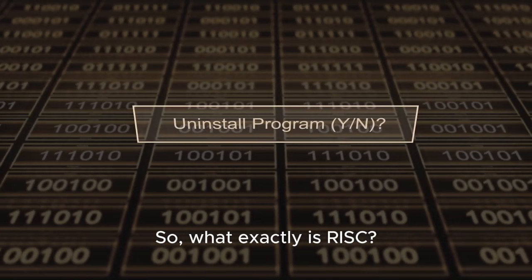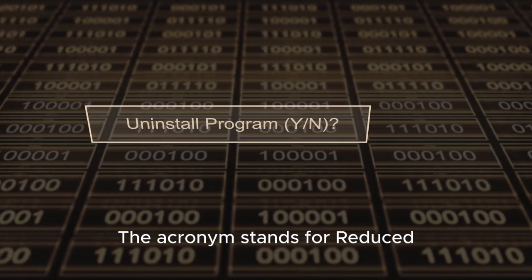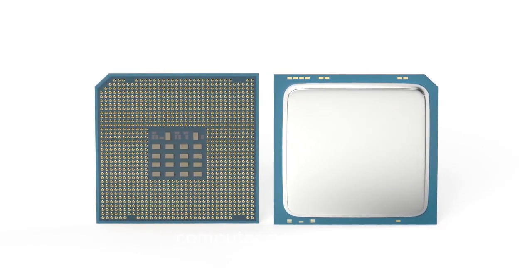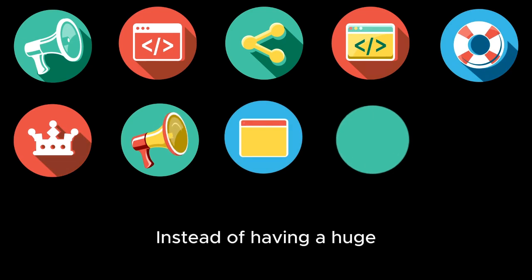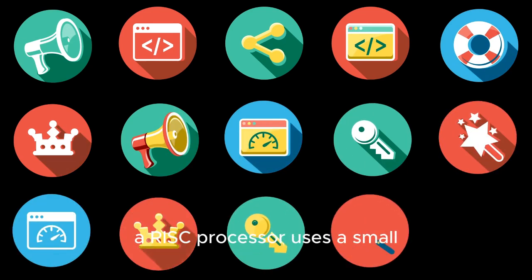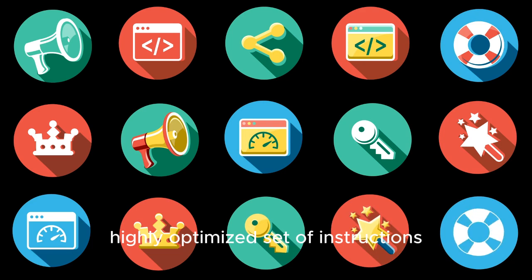So what exactly is RISC? The acronym stands for Reduced Instruction Set Computer. At its core, RISC is a type of computer processor architecture that focuses on simplicity. Instead of having a huge library of complex commands, a RISC processor uses a small, highly optimized set of instructions.